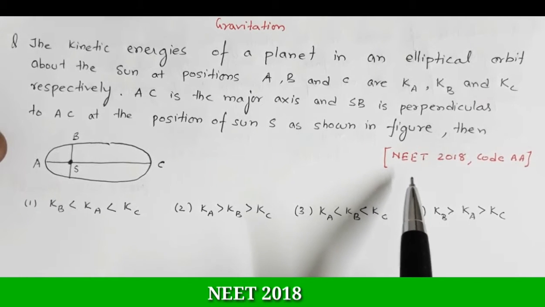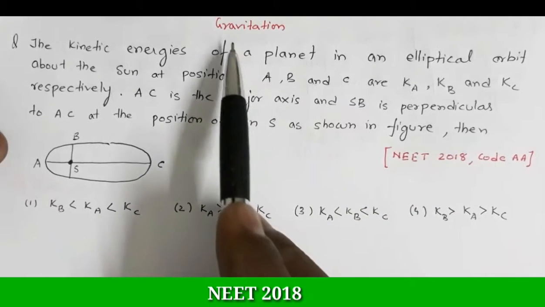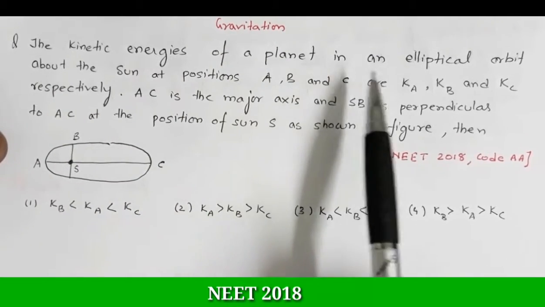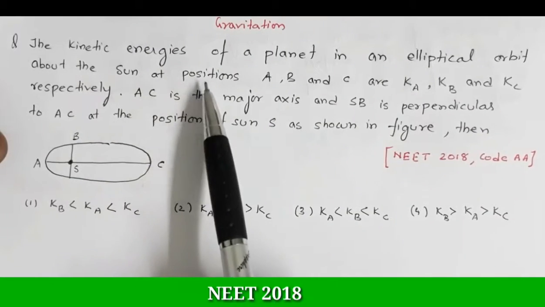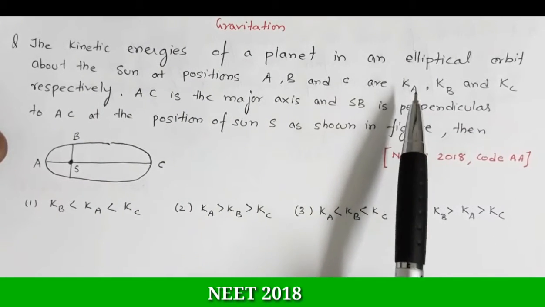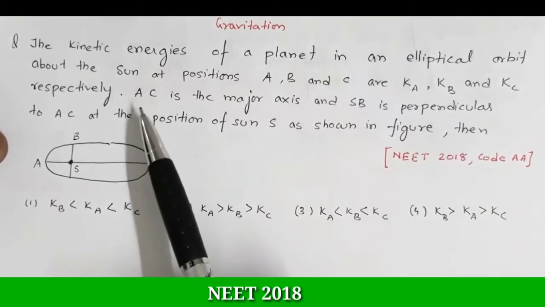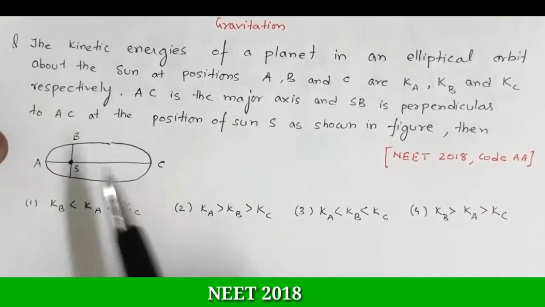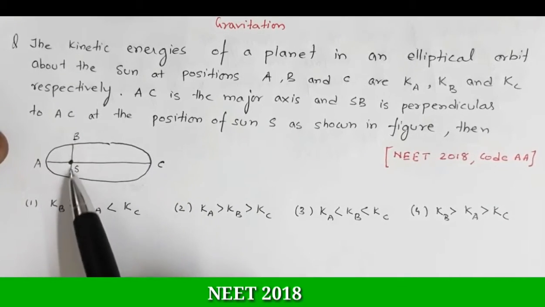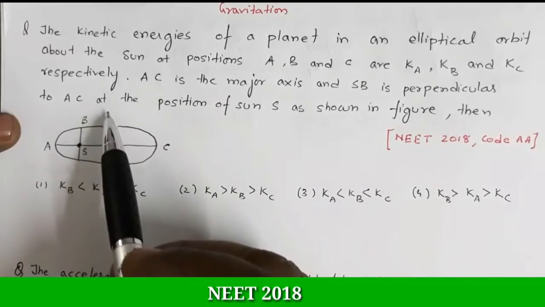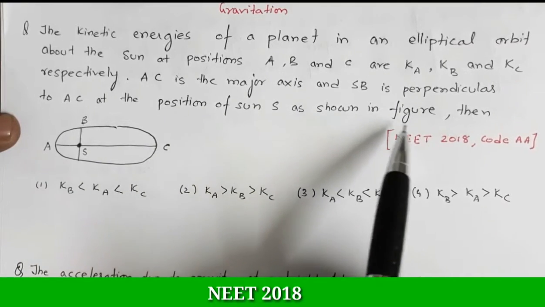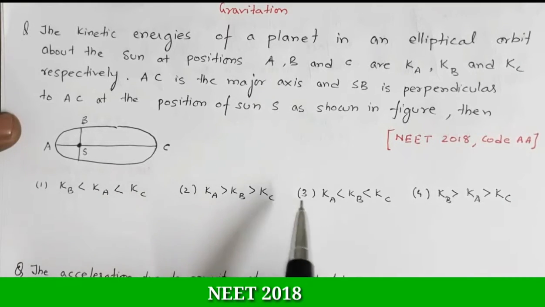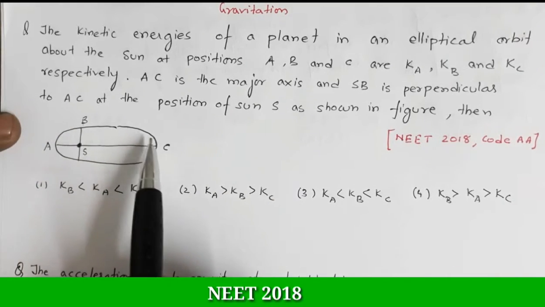So this question is from the NEET 2018 paper from the chapter Gravitation. The kinetic energies of a planet in an elliptical orbit about the Sun at positions A, B and C are Ka, Kb and Kc. AC is the major axis and SB is perpendicular to AC at the position of the Sun, as shown in the figure. And you have to compare the kinetic energy at positions A, B and C.